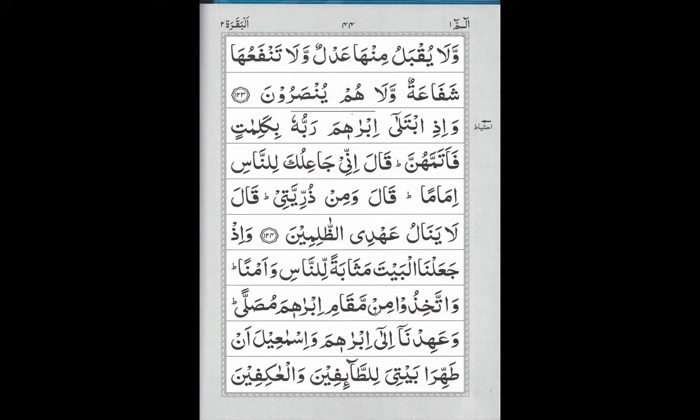Min maqami. Min maqami. So make the qaf full mouth. Don't say makami, maqa. Hands up for now. Min maqami. And the next word, the ba, is a qalqalah rule because it has a sukoon.